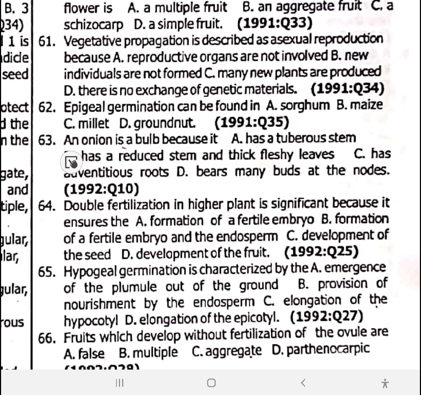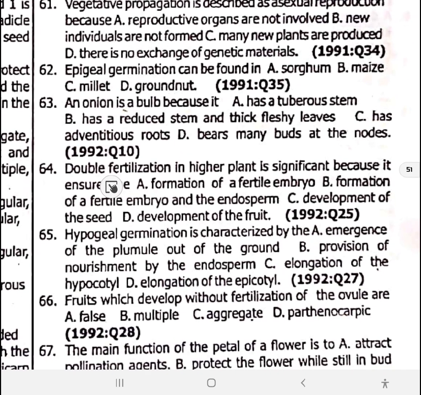63, an onion is a bulb because, let's see, it has adventitious root? No. 63 is option B. It has a reduced stem and thick fleshy leaves or fleshy base. 63 is option B.